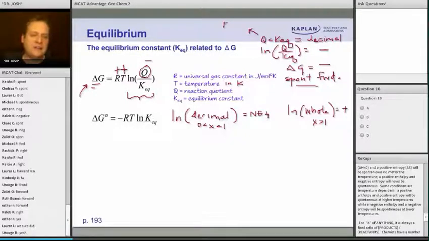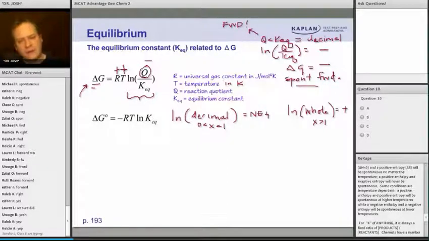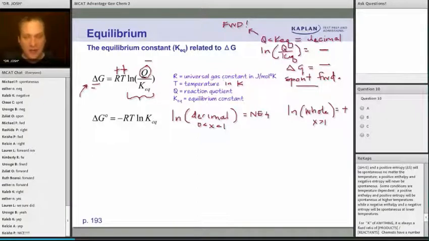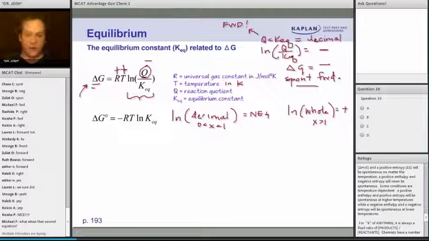Didn't we predict that just a few seconds ago? That if Q was too small, it should move forward, that we need to make more product? Sure did. All this equation is doing is codifying the good work you already did. So if Q is too small, you get a negative logarithm, therefore you get a negative delta G, therefore it's spontaneous. Ta-da! If Q is too big, then you have a whole number, then you get a positive delta G, and therefore it's not spontaneous. That's exactly what you just predicted on the last page. It's just here in mathematical form.